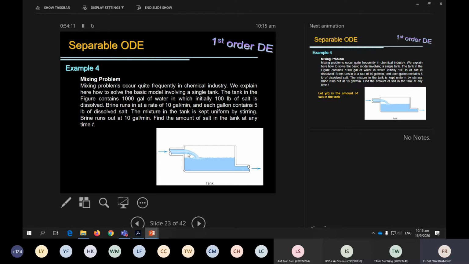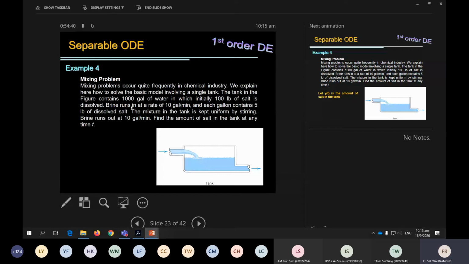So this tank will run at a rate of 10 gallons per minute, and each gallon contains 5 pounds of dissolved salt. The mixture in the tank will be kept uniform by stirring it. So this tank runs out at 10 gallons per minute. What is the amount of salt in the tank at any time t?